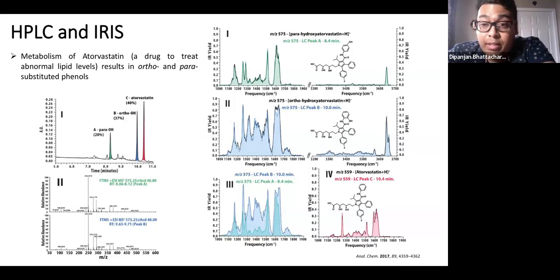The blue is in panel 2, which is the ortho-substituted. And in panel 3, we're just showing the overlap of both of the IRIS spectra. Very, very different. You can see the MSMS spectra of both ortho and para are identical. So again, a problem with identification that can be taken care of by IRIS.